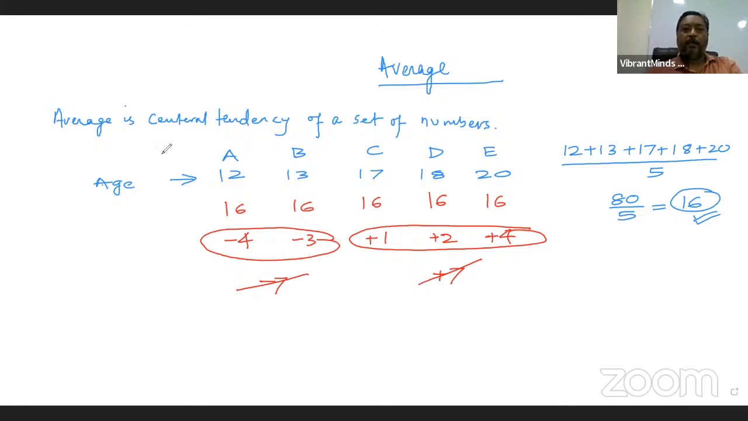Now, why is mentioning central tendency important? Understand this. Why is mentioning central tendency important? Because we will find a new way to take out the average. Now see how. Please look carefully.